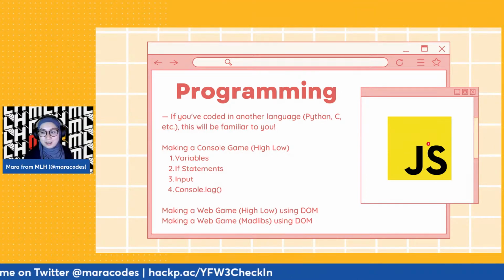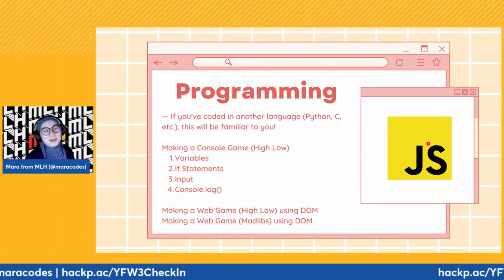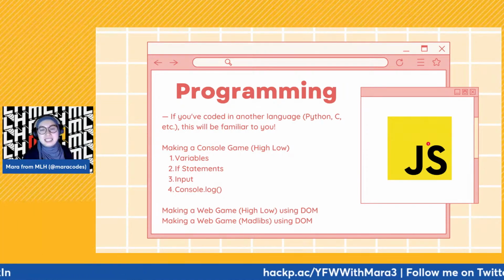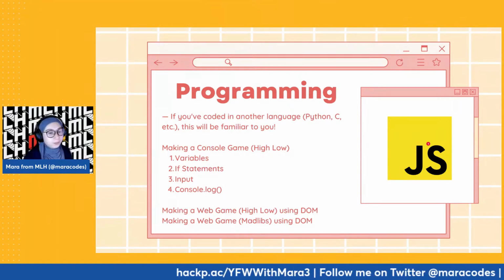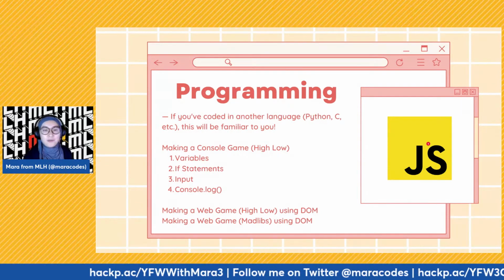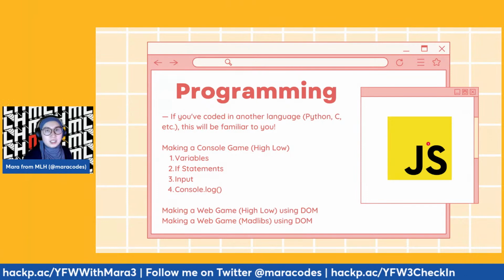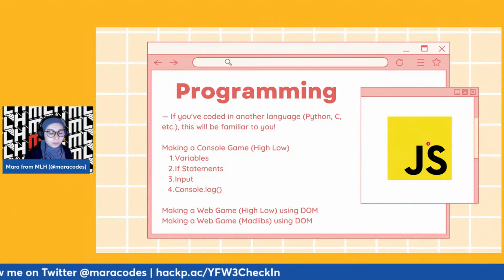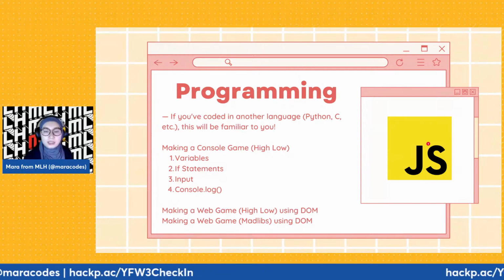It's a little rough learning the syntax, but really the computational logic, the logic behind everything, that's the hardest part to learn. So what we're going to be doing today is we're going to make a number guessing game. It's called high-low. We're going to use things like variables and if statements. We're going to have the user input, which is actually called prompt in JavaScript. We'll also be using the console log to print things.